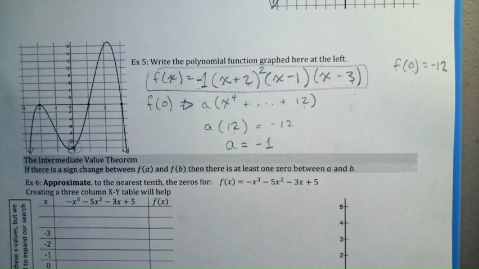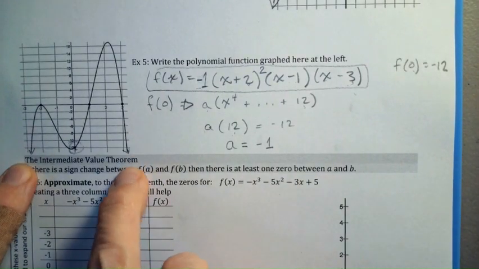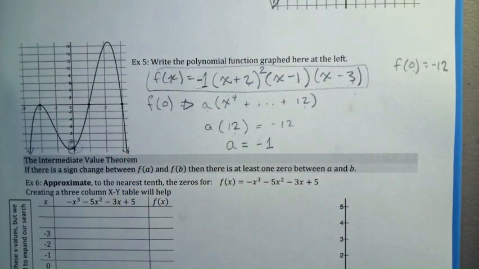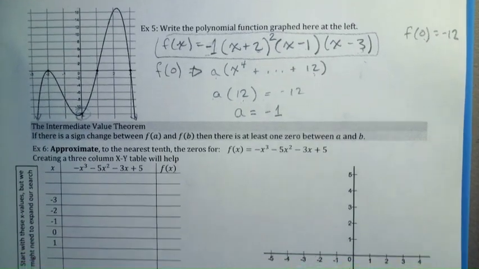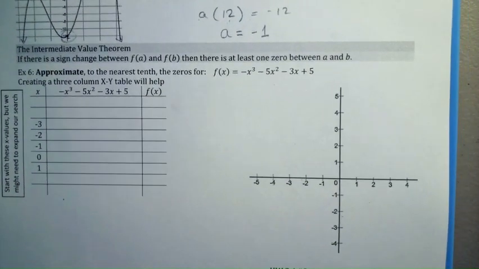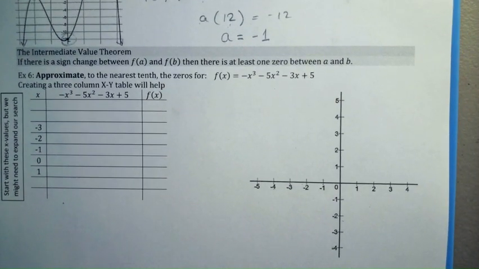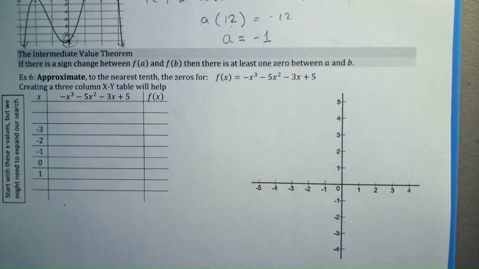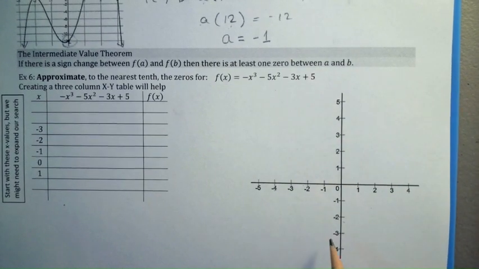We knew it had to be negative because these things go down instead of going up, so we knew that was the case. Okay, the last thing. Now, this one, we're actually going to use our calculator to do some calculations and some approximations. So we're going to actually graph.